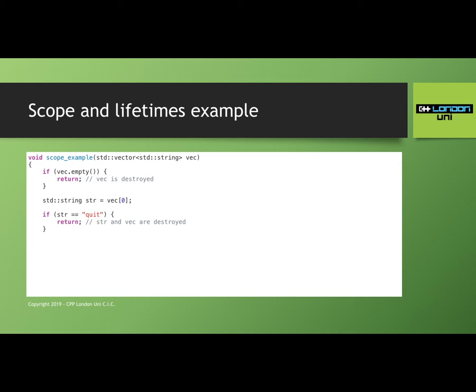And now we've got two objects in scope. We've got str and we've got vec. And so again, if we leave the function, these two objects are going to be destroyed. In fact, we even know the order in which they're going to be destroyed, because things are always destroyed in the reverse order that they're constructed. So str and vec are going to be destroyed. In fact, they're going to be destroyed in that order.